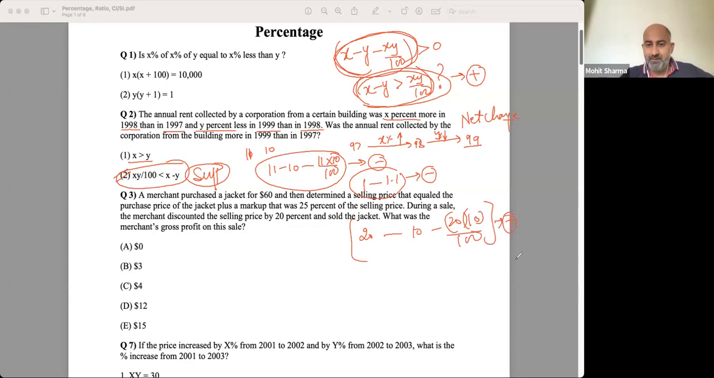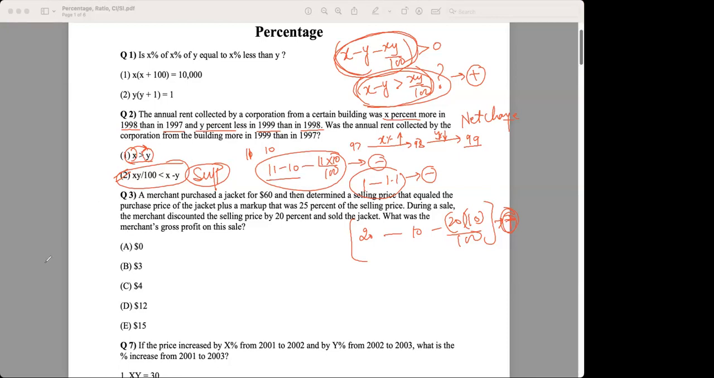Got it? So if X is a big number, a large number compared to Y, it could be a positive change. But if X is very close to Y, then it could be a negative number. Understood? Yes, sir. Okay.